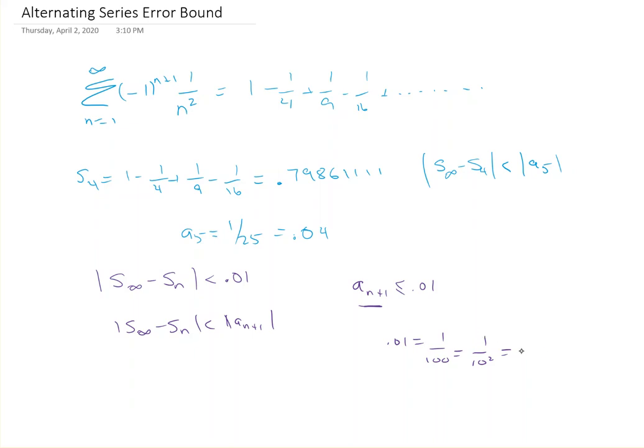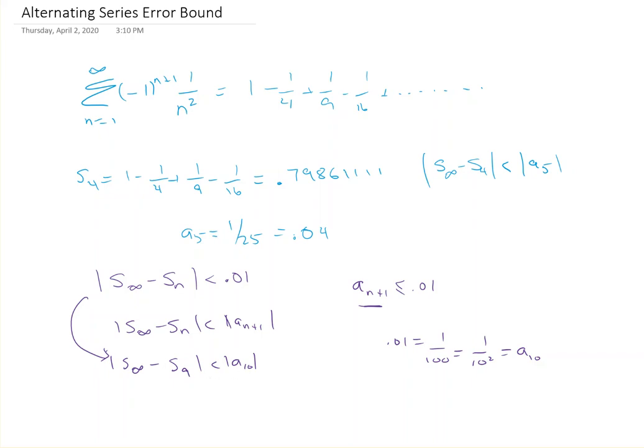And therefore, I can rewrite this now as a sub 10, right? And therefore, if that's 10, then that means if I add up the first 9 terms, why? Because 9 is 1 less than 10. If I add up the first 9 terms, which I'm not going to do right now because I don't have my calculator handy, but if I kept on from this 0.798611 and added 1 over 25, subtracted 1 over 36 and so forth, all the way up to 1 over 81, I know that I'm going to be within 0.01 from the correct answer.